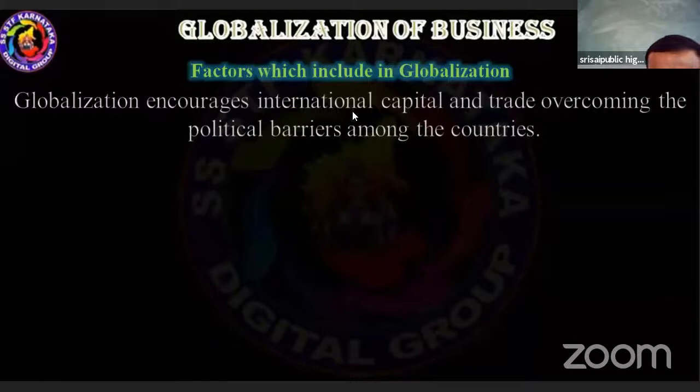Globalization encourages international capital and trade, overcoming the political barriers among the countries. This globalization process encourages international capital. It means international investment in the countries.